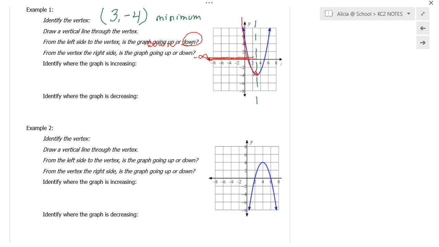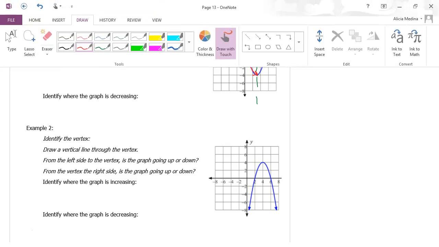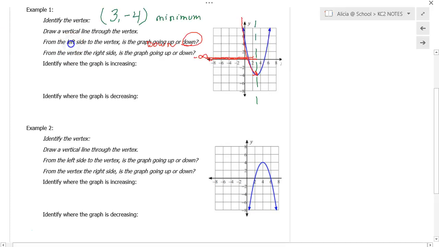And you can write it down, or you can just circle it. From the vertex to the right side, so now I'm going to look at the right side. So now I'm looking at these x values moving all the way over here, which is to positive infinity. And what is our function doing? Well, from that vertex point, my function is increasing upward. So from the vertex to the right side, the graph is going up. You could write it as well, or just circle it.